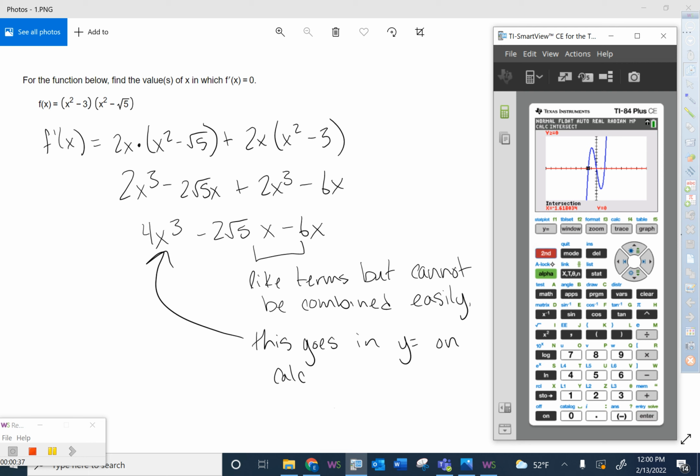And then finally, second trace intersection, arrow over to that third one, and then enter, enter, enter. And that's it. You'll just type them in once you get those.